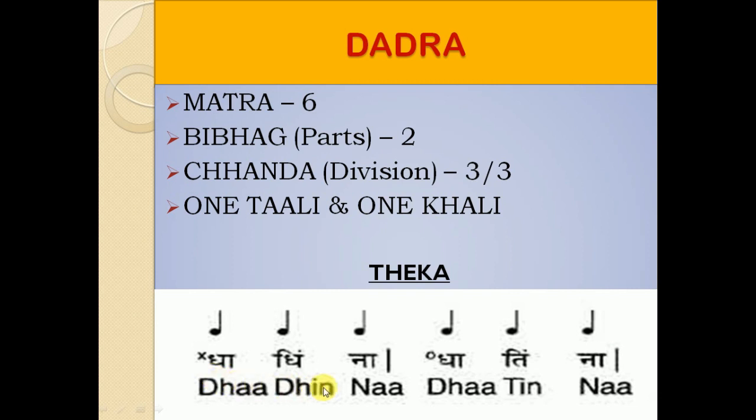One part, this section, and then you have a vertical line. Another part is this section. So we have 2 parts. In each part there are 3 matras. How? Dha, dhin, na. 3 matras, and then the division of this kind. And then again you have how many matras here? 1, 2, 3. So chanda, or the division, becomes 3 by 3. So 1, 2, 3 by 1, 2, 3. Some other taals may have, you know, more than 2 divisions, like we have 2 divisions, so it may have more than 2 divisions.